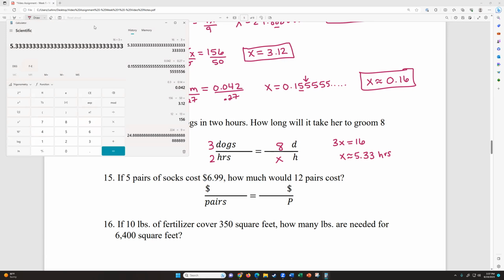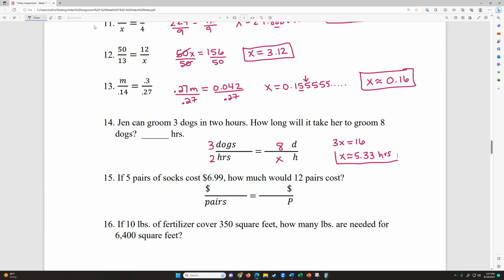Hundredths place is a 3. There is a number less than 5, so 4 or smaller behind it, so it does not round up. So to get all 8 dogs groomed, if she's working at the same rate, then it'll take her 5.33 hours. And notice I did put units with my final answer.